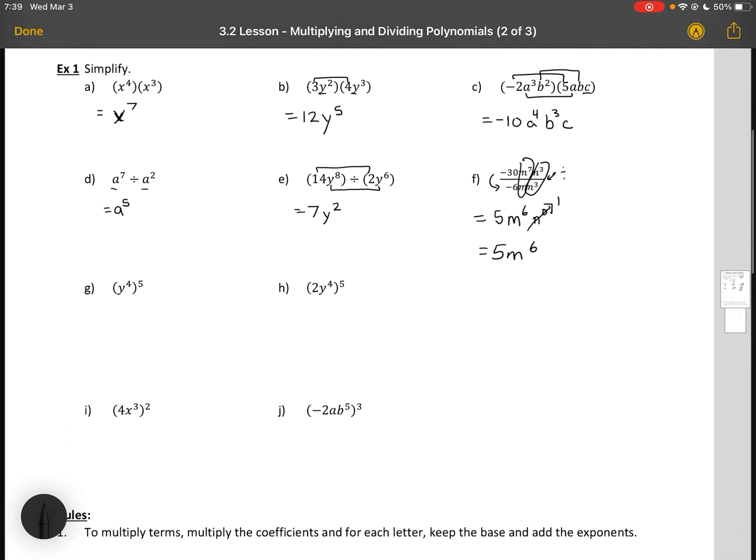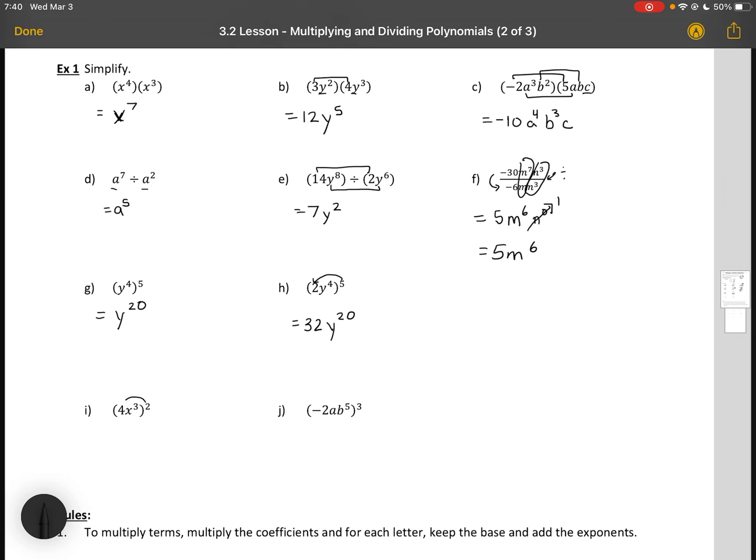My next row, I'm going to be raising a power to an exponent. So remember, I'm going to multiply those exponents together. In example H, I have a number. Now that number is affected by that exponent as well. So the first thing I'm going to do is raise the number to the exponent. 2 to the 5 is 32. And then I'm going to multiply the exponents together to find the new exponent on the y.